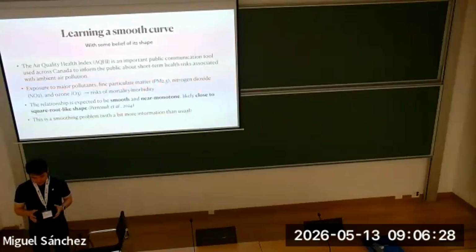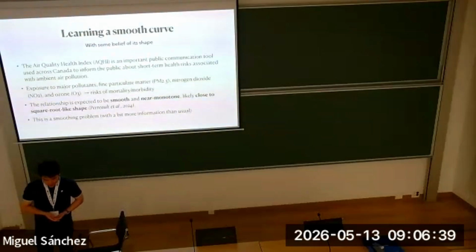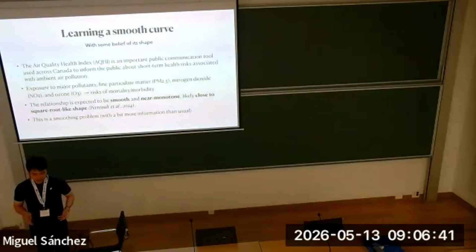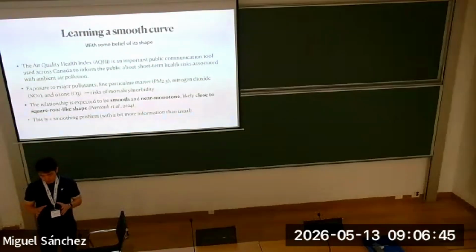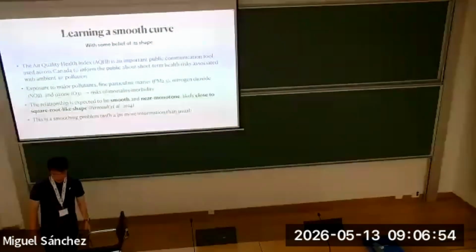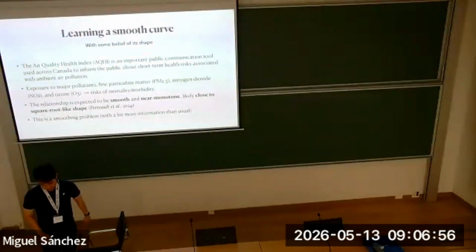This relationship is known to be smooth. And of course, if everything works out reasonably, then we expect something near monotone, like near increasing, right? Also, based on existing studies in epidemiology, we know the shape of the curve in most cases should be close to a square root-like shape, but it's not 100% perfect. We're allowing some deviations from this.